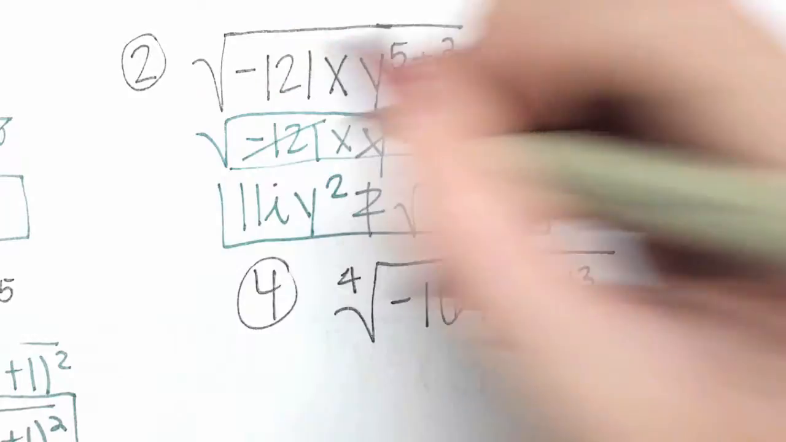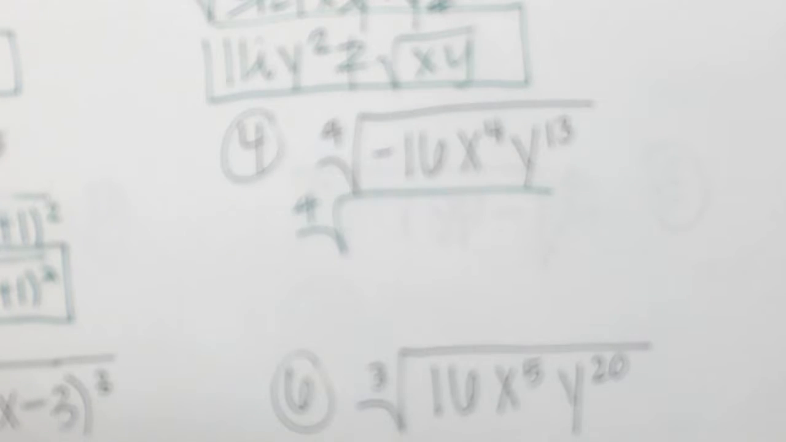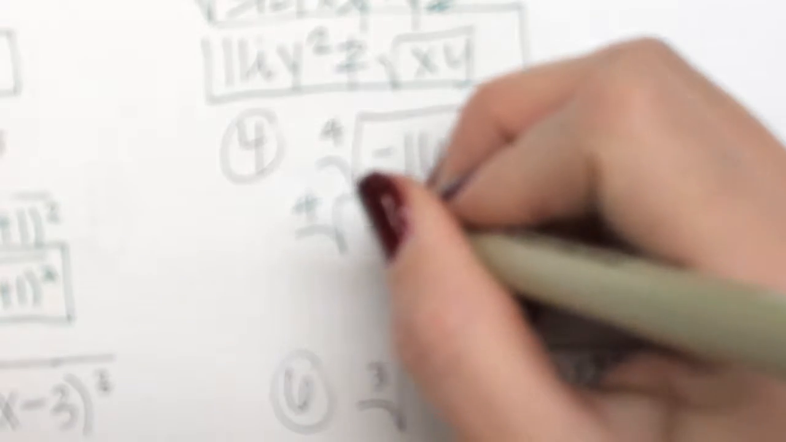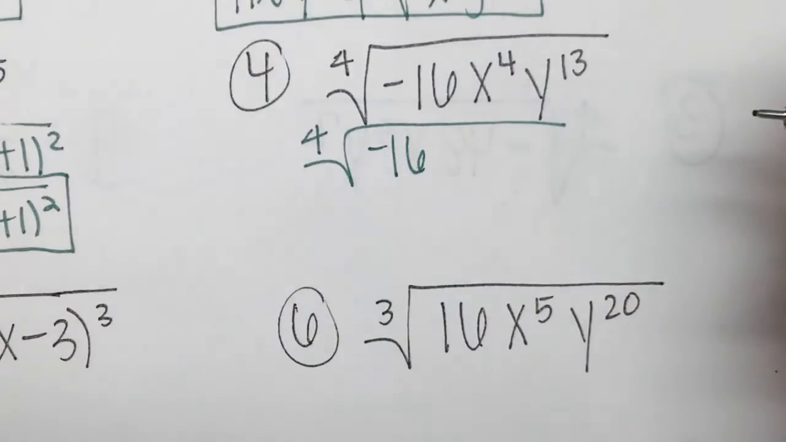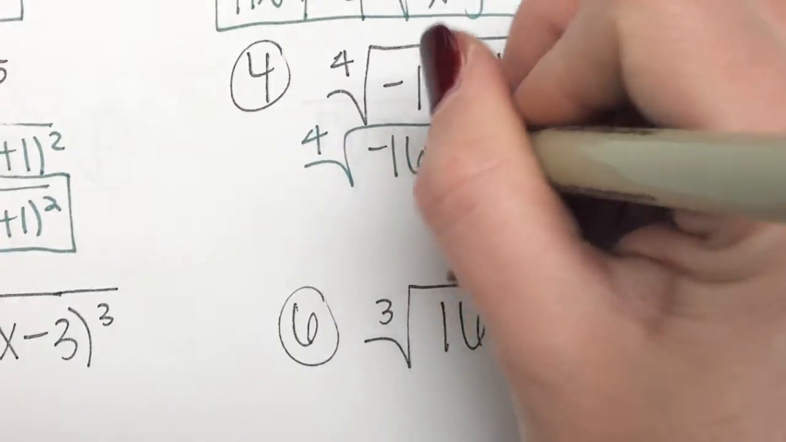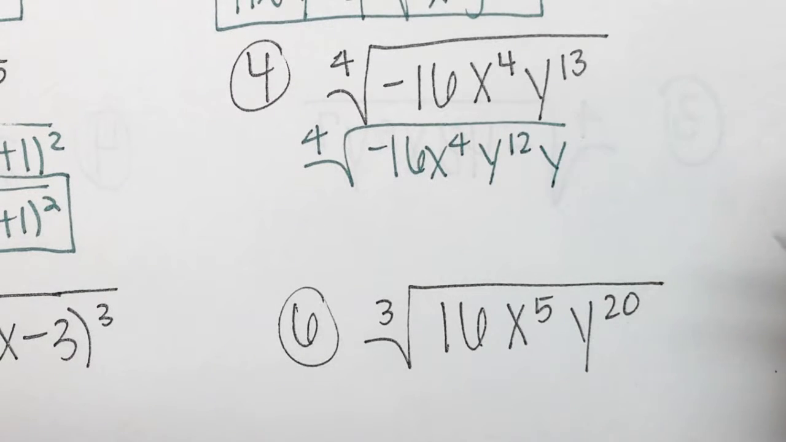We might not have to do all these. Alright, tell me how to break this up, somebody. Not there yet. I'm just breaking it up like what we did up here, how I left 121 because I didn't have to break it up. Good. Go ahead. X to the 4th. Go ahead. Y to the 12th. And y. Perfect.